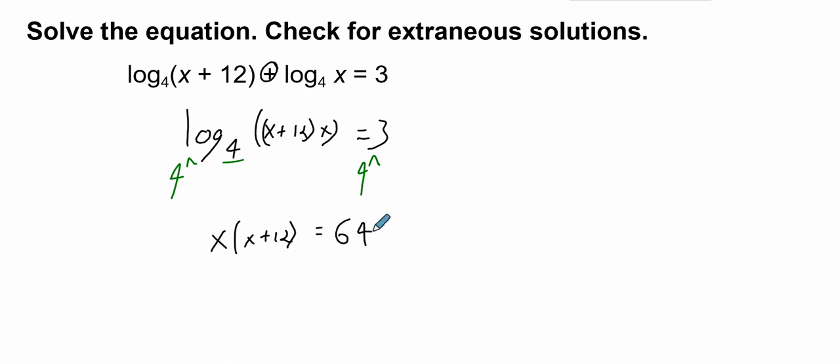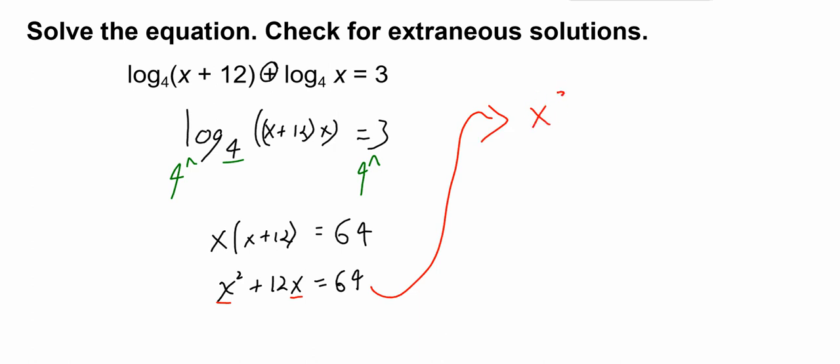Notice that I distribute on my left side. I get x squared plus 12x equals 64. And with the x squared term, I have a quadratic. So I'm going to set it equal to 0 and solve that. So I get x squared plus 12x minus 64 equals 0. So I need values that multiply to negative 64 and add to 12 if I want to try factoring. You can solve by using the quadratic formula if you'd like, but I prefer factoring if it works.